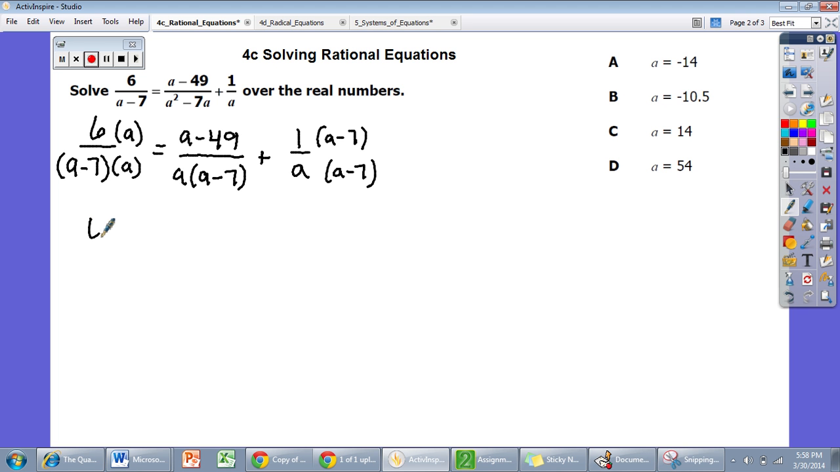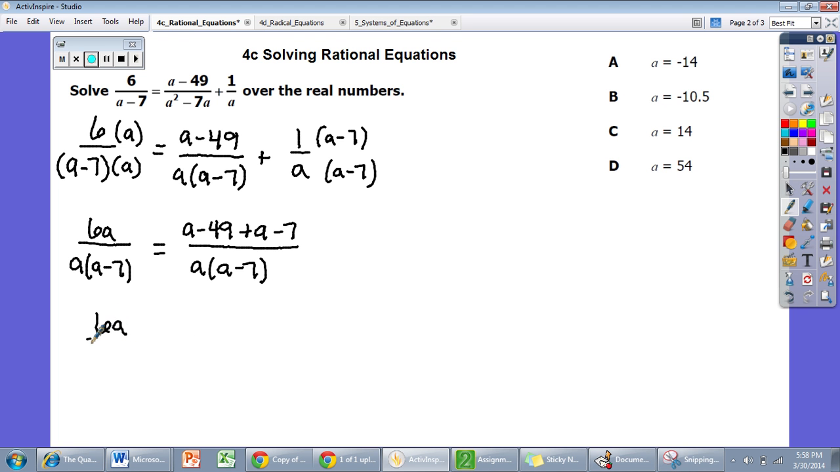So what I get here is 6a all over a times a minus 7 is equal to a minus 49 plus a minus 7 all over a times a minus 7. So I'm going to combine my like terms on this side here. 6a all over a times a minus 7 equals 2a minus 56, and a times a minus 7.